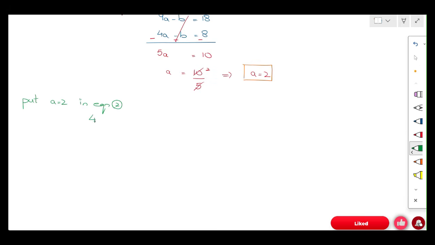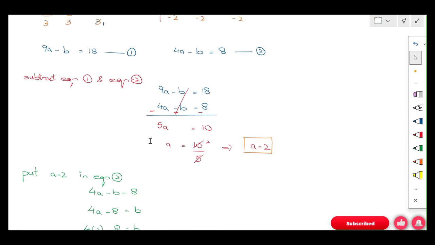So equation 2 is 4a minus b equals 8. So 4a, when you shift the 8 to the other side, minus 8, and shift the minus b to the other side, becomes positive b. So 4 times the a value 2, minus 8 equals b. 4 times 2 is 8. 8 minus 8 is your b, and 8 minus 8 is 0. So b equals 0. This is my solution for b.